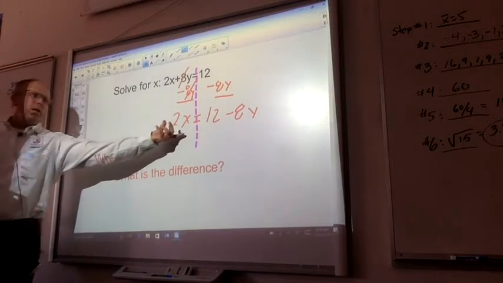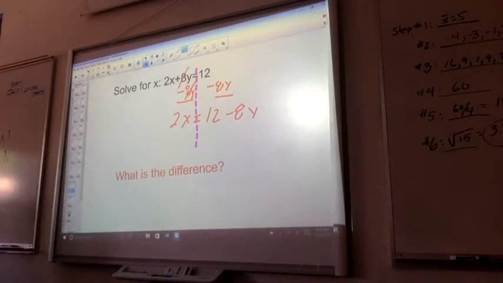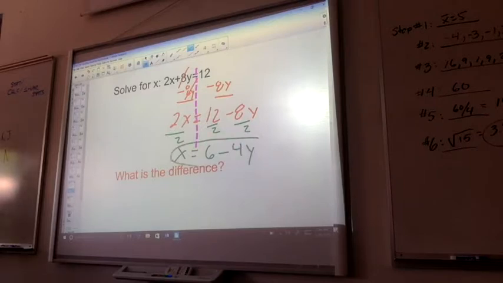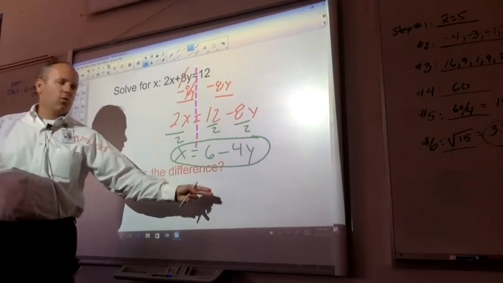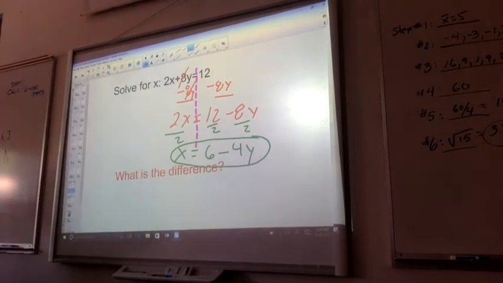So how are 2 and x being held together right now? Multiplication. What does multiplication? Division. So what I'm going to do is I'm going to divide everything by 2. So I get x equals 12 over 2 is? What is negative 8y divided by 2? Negative 4y. So do I have my variable by itself? Yep, I sure do. And yes, you could have had this as x equals negative 4y plus 6, but this is fine as well. We have x all alone.